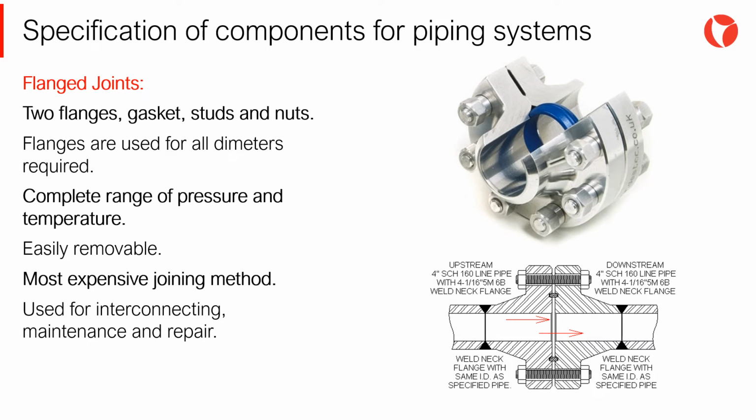And finally, flanged joints are found. This method is complementary to previous ones, comprised of removable elements where interconnection, maintenance or repair is required. Flanges are available for the entire range of pressure and temperature, being the most expensive joining method.